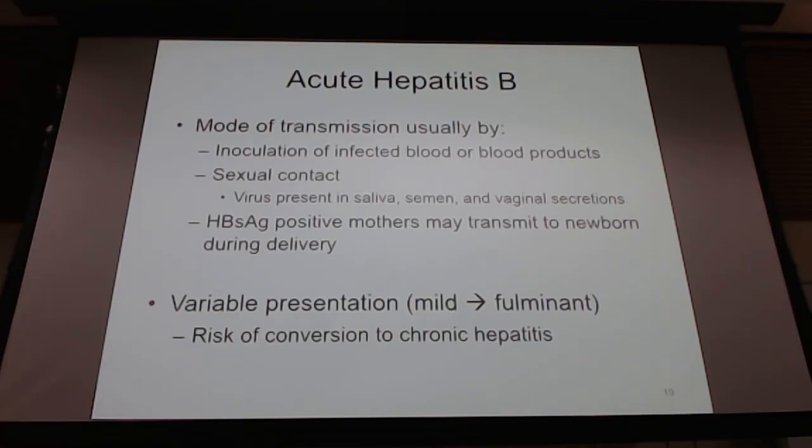So sexual contact as well, we see that in saliva, semen, or vaginal secretions. And then there's potential that mothers that have this, it can be passed on to the fetus. They will screen a lot of these things. So variable presentation, meaning it can be anything from mild to very severe. And it's one that can easily transition to chronic.